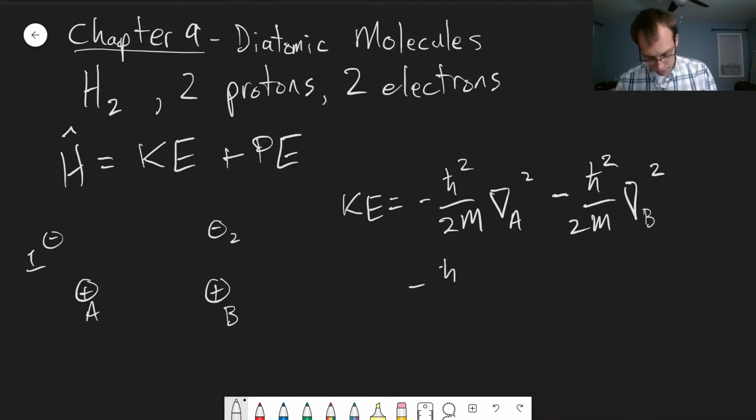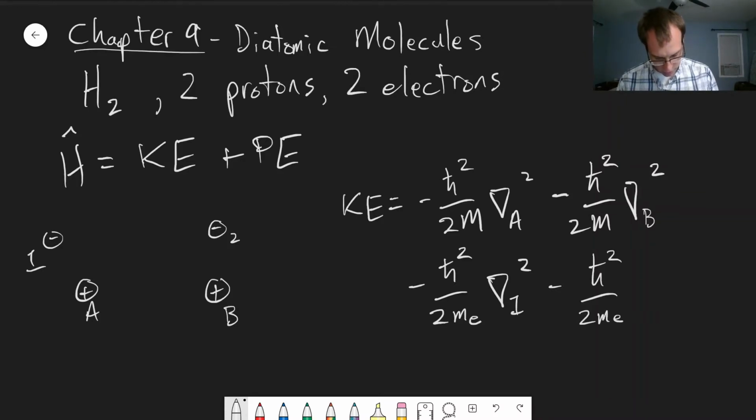And we have our two electrons as well. Negative ħ² over 2m_e ∇₁², minus ħ² over 2m_e ∇₂², where m_e is the mass of an electron. Okay, so as we can see, as expected, things are starting to get more complicated. Just our kinetic energy term already has 4 parts to it.